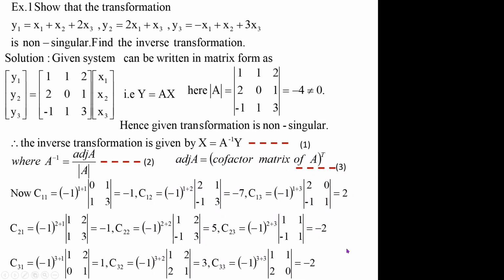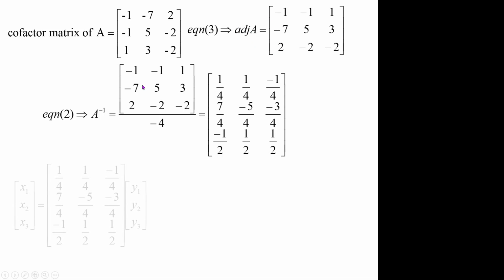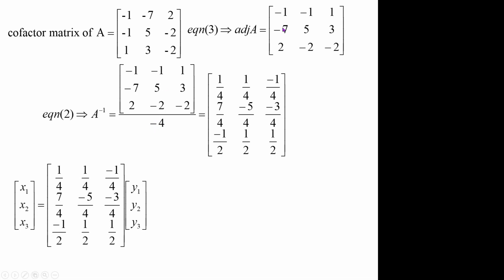Now once we get the cofactor of each element, we will write the cofactor matrix of A, which is given by this. Then for getting the adjoint, you need to take the transpose of this cofactor matrix. How to take the transpose? Interchange the rows and columns of a given matrix. So we will write the first column as the first row. So this is the adjoint of A. Once we get the adjoint of A, the determinant of A is minus 4. So adjoint upon determinant is the A inverse. So I am dividing each element by minus 4. So we get A inverse in this way.